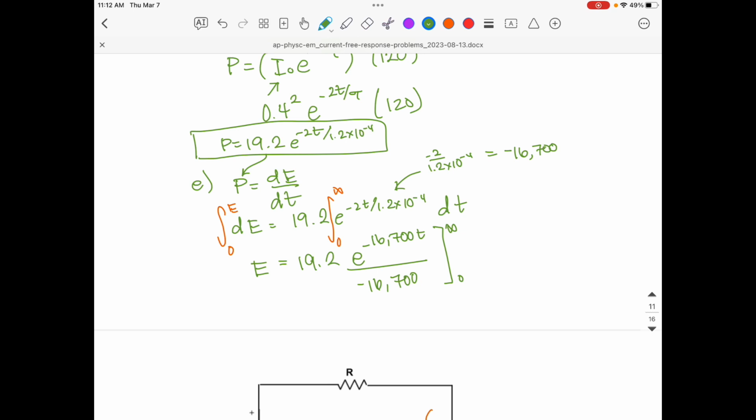Now, this 19.2 divided by 16,700 gives me a -0.00115. And then when I substitute in my infinity and my 0, e to the infinity minus e to the 0, well, e to the infinity is just 0, and e to the 0 is equal to 1. So if I have -0.00115 times -1, I get positive 0.00115 joules for my energy.